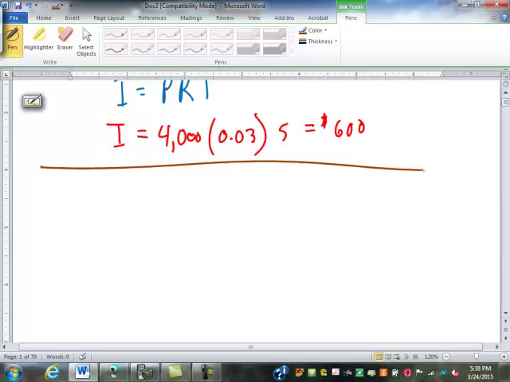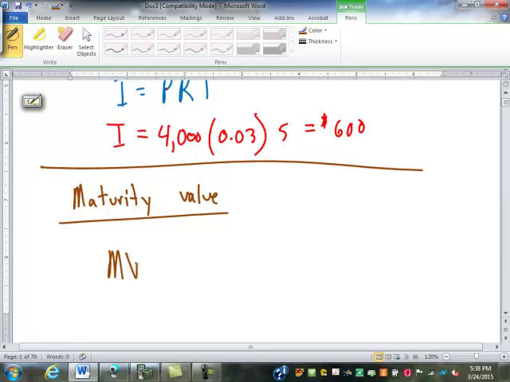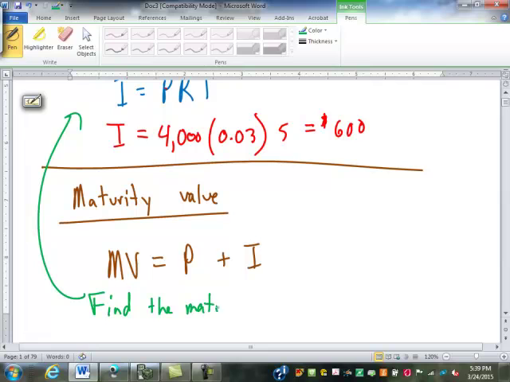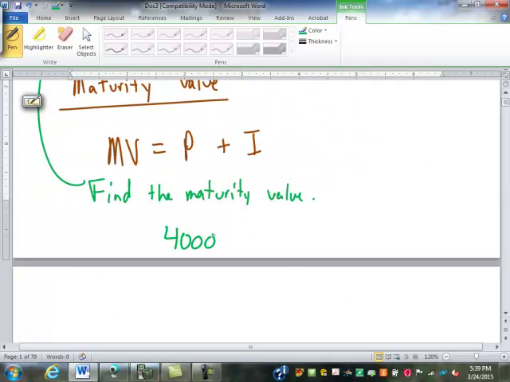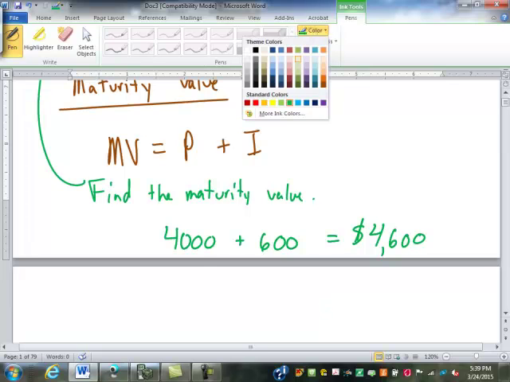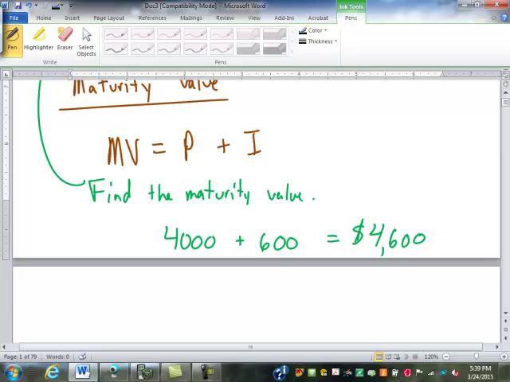Now, quite often the amount of interest isn't necessarily the important thing we're looking for. Quite often we're looking for something called a maturity value. The maturity value is simply equal to the original principal plus whatever interest has been accrued or built up on that principal. So to go back to the previous problem, if we're asked to find the maturity value, all it's going to be is the original $4,000 plus the $600 in interest. It'll mature at $4,600. Any questions so far?